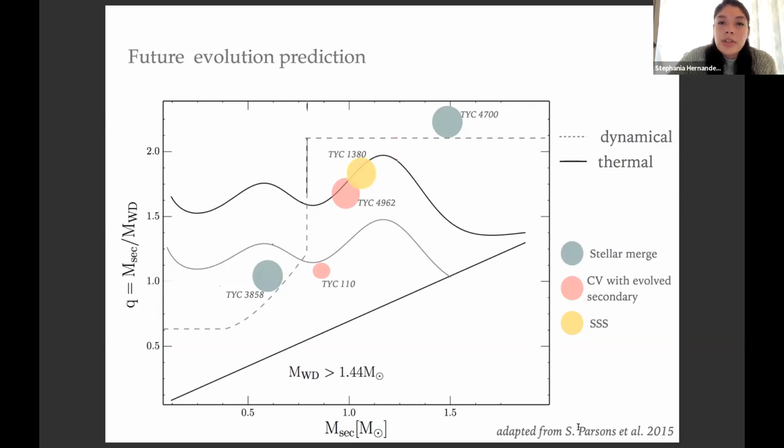The evolved secondaries will evolve into a giant star, with the core of the giant being a white dwarf, well, the white dwarf we observe today. This giant will evolve into a single white dwarf as the final state.